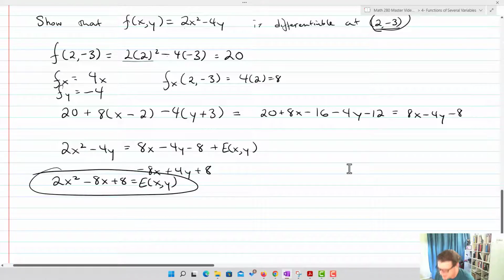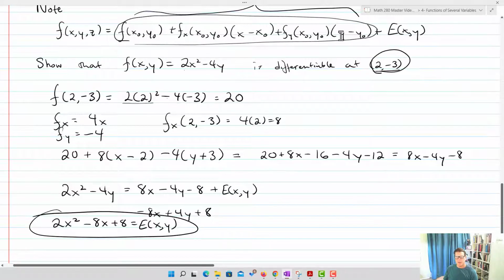So simple process there. We're going to go in, find the tangent plane. And then once I find the tangent plane, I'm going to basically plug it into this equation here that I have to satisfy for differentiability. And that will then help me to find what e of xy is. Okay, so now I have e of xy. That's finding e of xy.